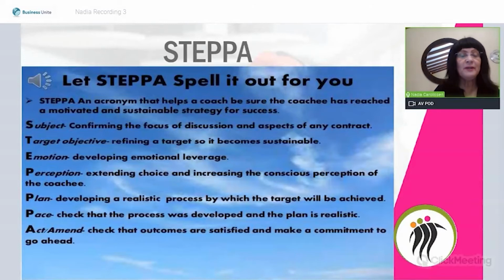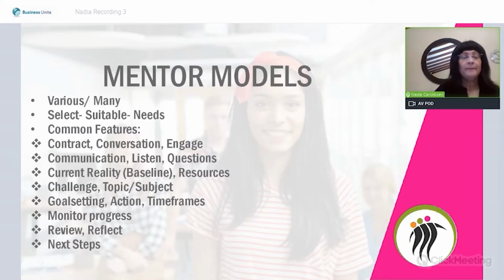Stepper: the subject, that has to do with the nature of the challenge, the discussion, the focus area. Target, objective links to goal. Emotion, the perception, has to do with the coachee, your client. Your planning. Next, your pace, the speed, the time frame at which you are working. And lastly, what are the actions that you will be taking?